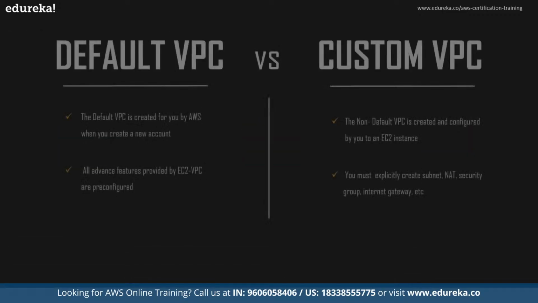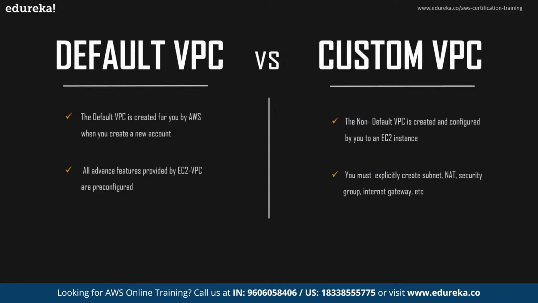When we create our AWS credential, a default VPC is created. But in industry or at a production level, we need to customize our VPC. The tools required to customize our VPC are provided by AWS, wherein we can explicitly create subnets, NAT, security groups, internet gateway, etc. All these terms shall be explained with the hands-on in this session.